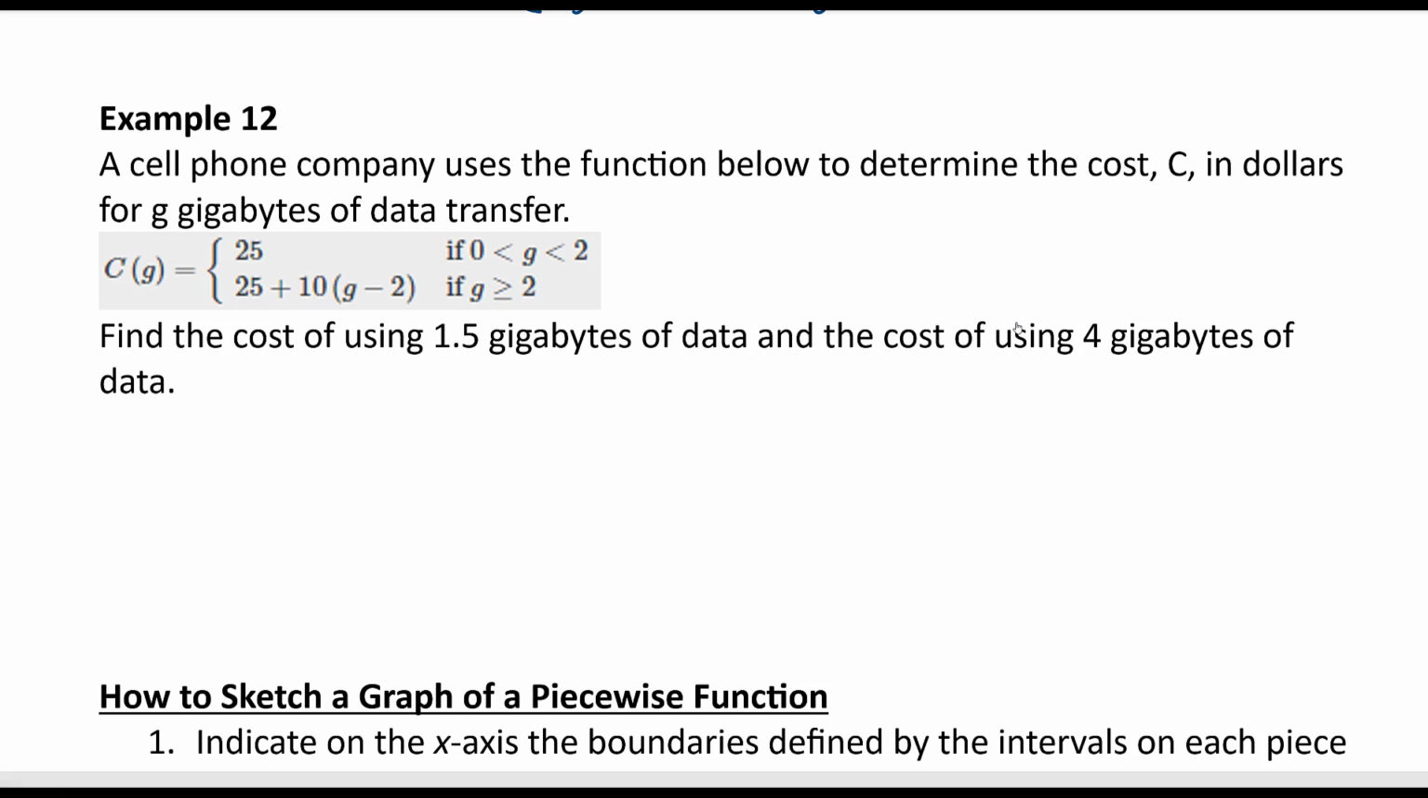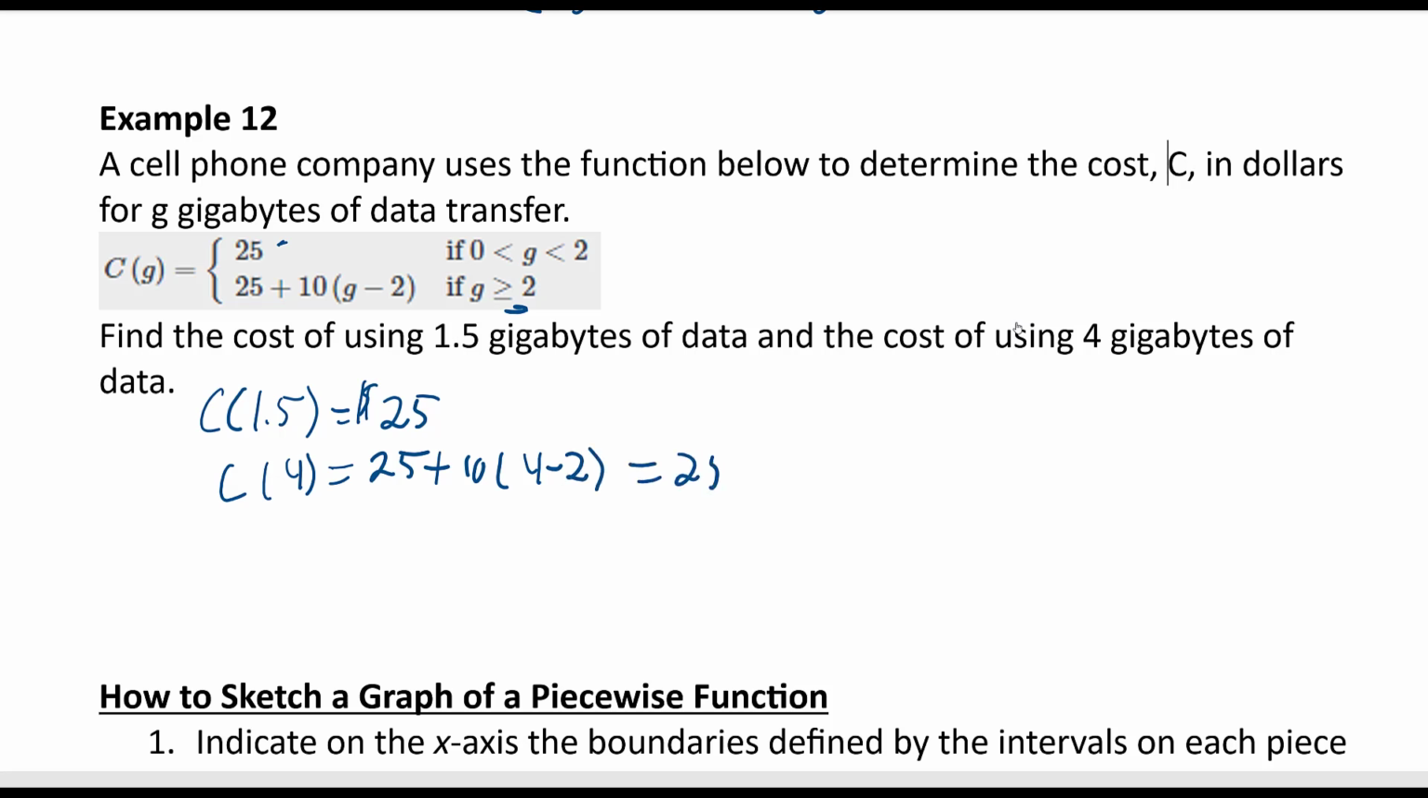So the cost of 1.5 is going to fall into the first category here. So that's just going to be $25. The cost of 4 falls in the second category. So that's going to be 25 plus 10 times (4 minus 2), or 25 plus 10 times 2, or 25 plus 20, or $45.